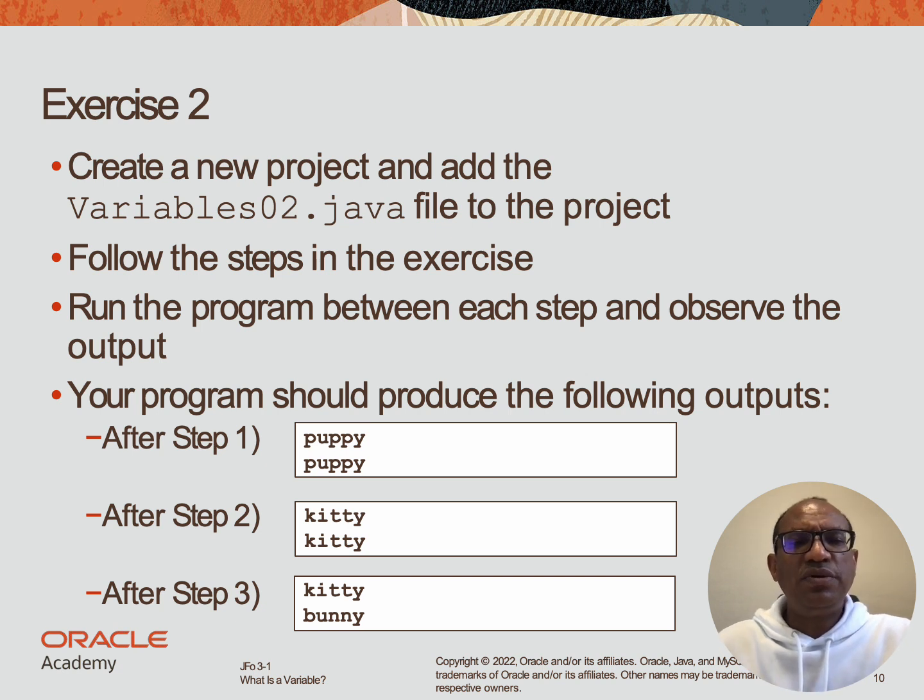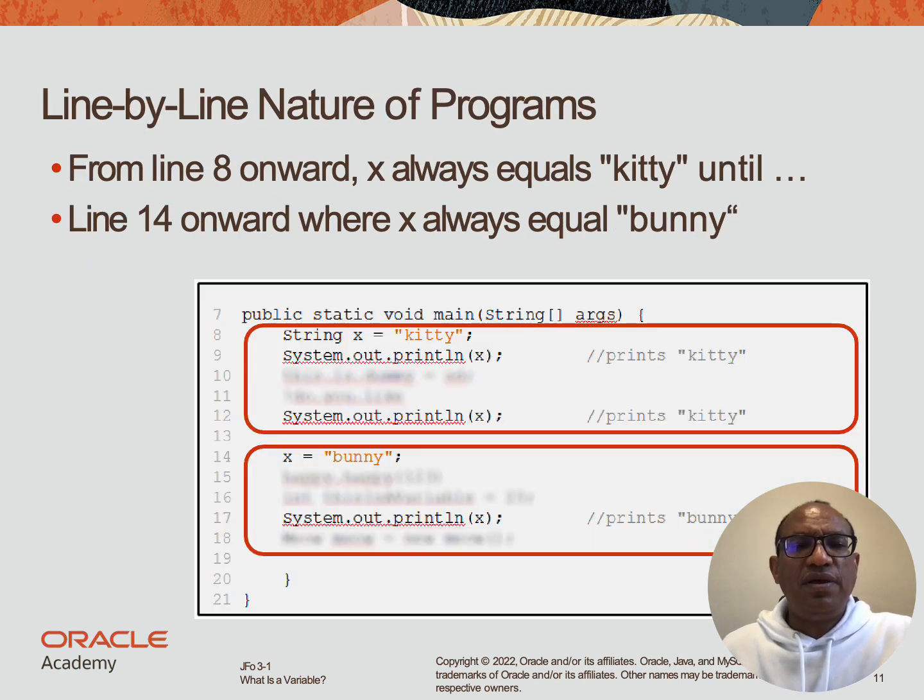In exercise 2, you'll modify a Java program step by step and watch how the output changes. This reinforces how variables store and update data over time. Here's what happens. Once a variable is updated, its new value is used from that point onward. Java processes lines one at a time so that the latest assignment always takes precedence.